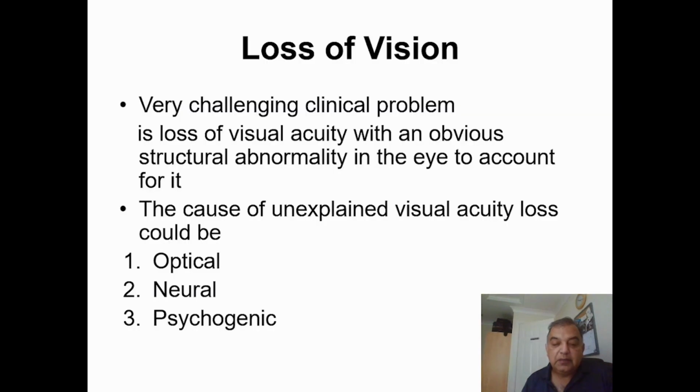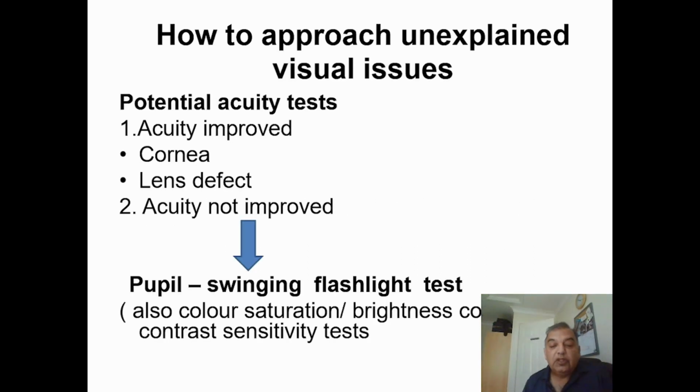practical as well. So the loss of vision is a very challenging clinical problem. It's a loss of visual acuity with no obvious structural abnormality in the eye to account for it. But there could also be sometimes conditions outside the eye that could cause this. So an unexplained loss of vision could be optical, that is within the eye. It could be neural, in the optic nerve or the pathway, and it could also be psychogenic, and it's important to try and determine what the cause of this could be.